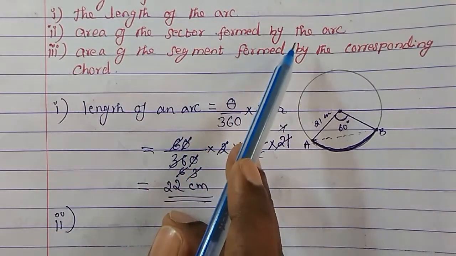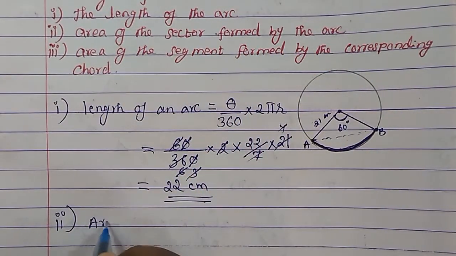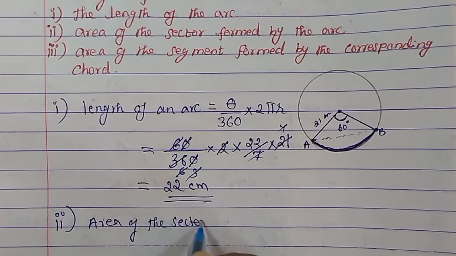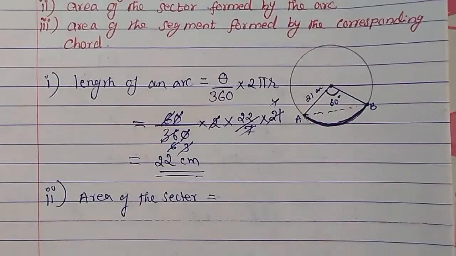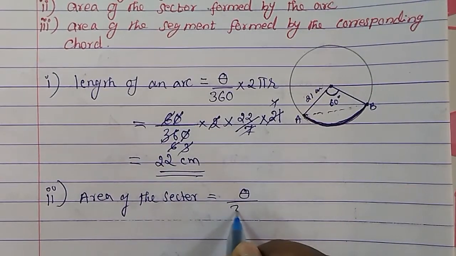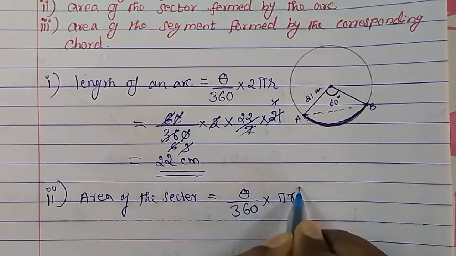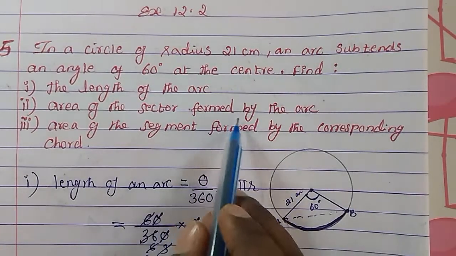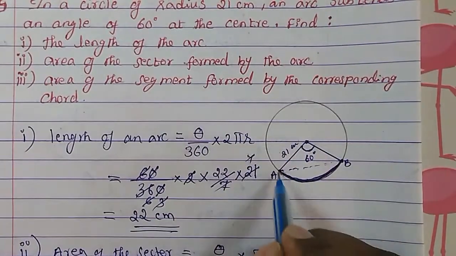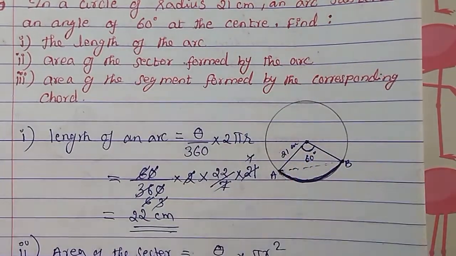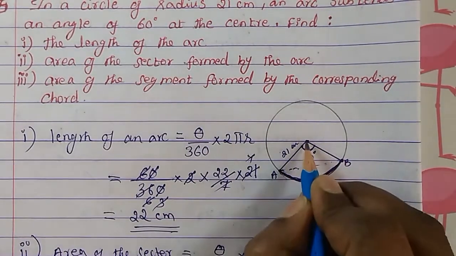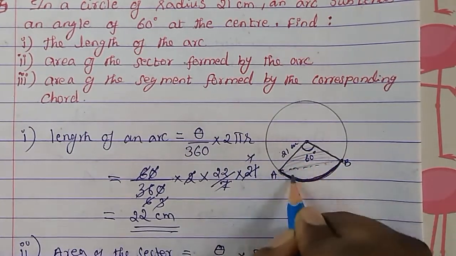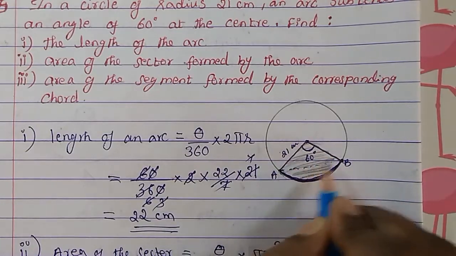Area of the sector formed by the arc. So area of the sector also, formula is theta upon 360 pi r square. So area of the sector formed by the arc. So arc means here. So that means this is the sector we have to find out. I explained to you what is sector. It is made up of 2 radius and the inside part all. We call it sector.